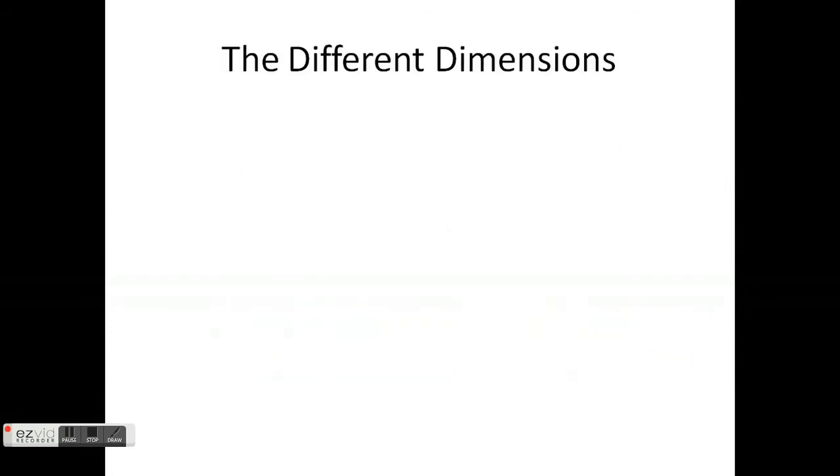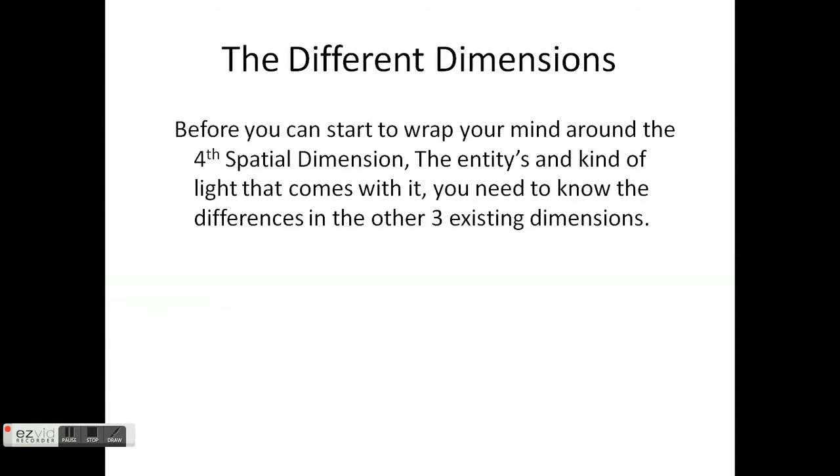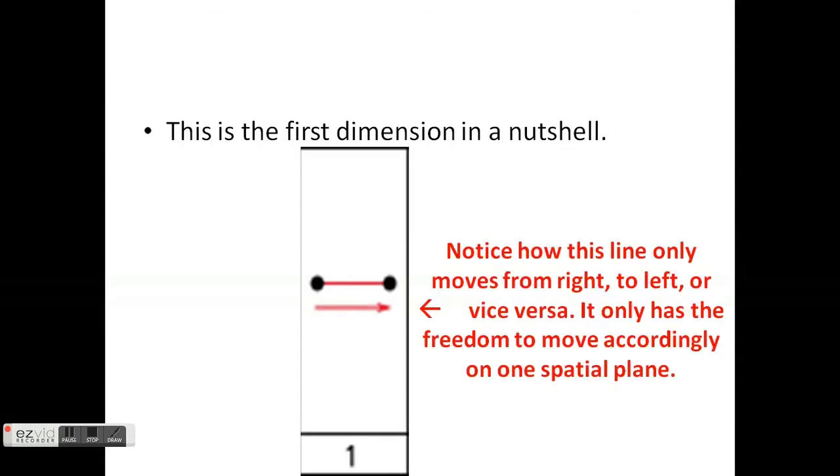Before you can start to wrap your mind around the fourth spatial dimension, the entities and kind of light that comes with it, you need to know the differences in the other three existing dimensions. This is the first dimension in a nutshell. Notice how this line only moves from right to left, or vice versa. It only has the freedom to move accordingly on one spatial plane.